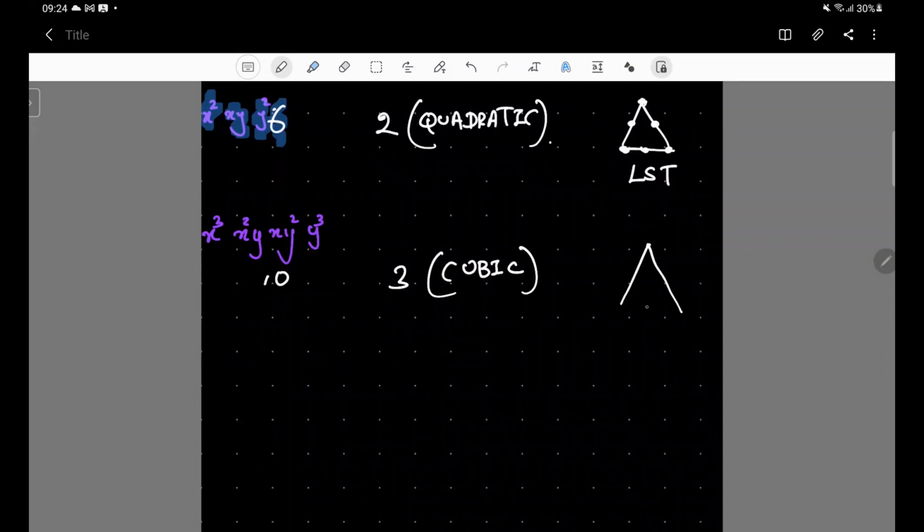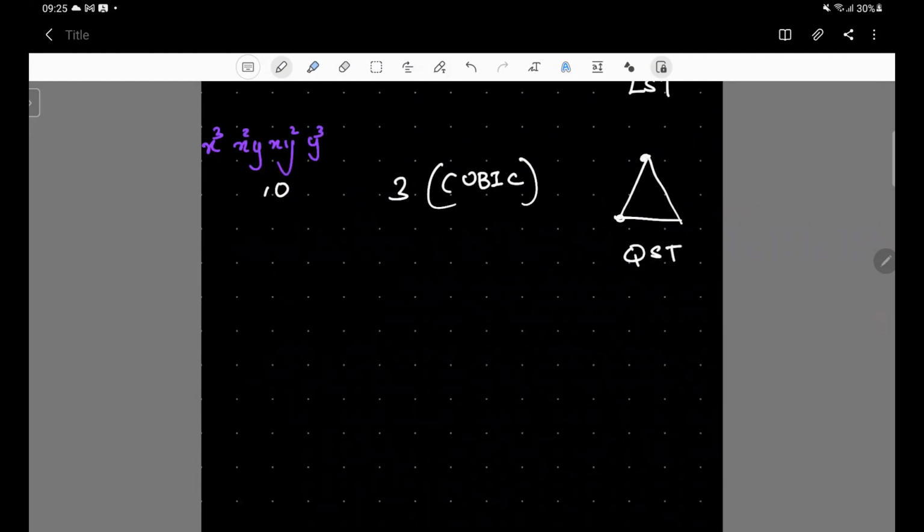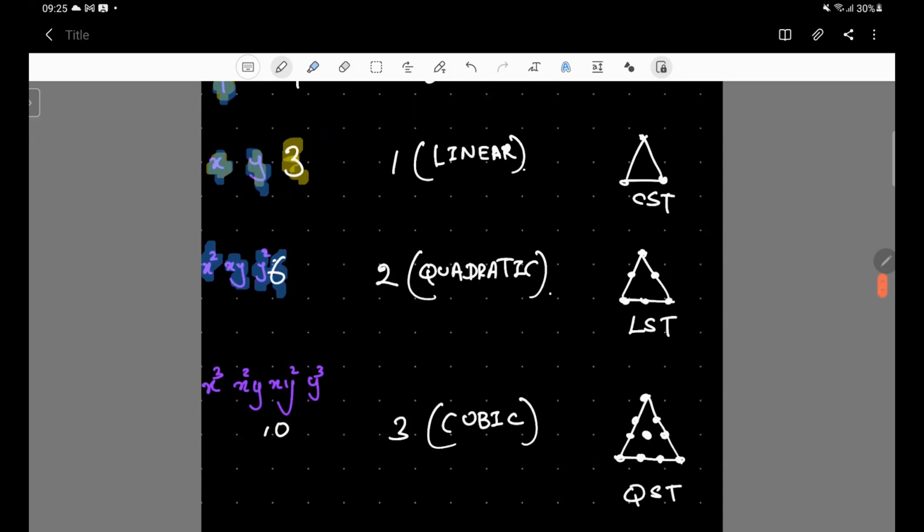Usually in QST elements, there are 2 mid-side nodes on each side, not 1 mid-side node. And in addition, there is a node at the centroid. So these are different types of elements. Depending on the nature of the problem, you would have to use the most appropriate element to describe your problem effectively.